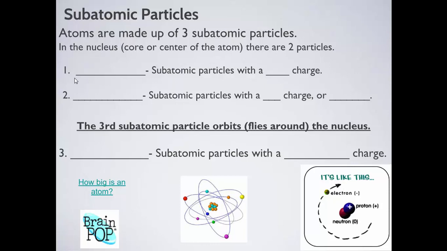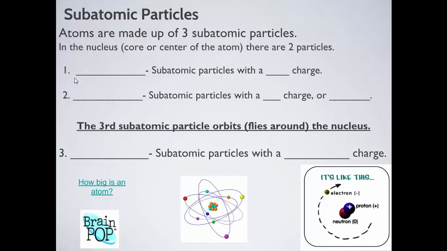What's the smallest amount of water I can have? A molecule of water. What if I split that molecule of water up? It's no longer water anymore. It is hydrogen and oxygen. Okay, so an atom of oxygen or an atom of gold is actually made of smaller parts. We call them subatomic particles. And there's 3 subatomic particles that we're going to talk about.